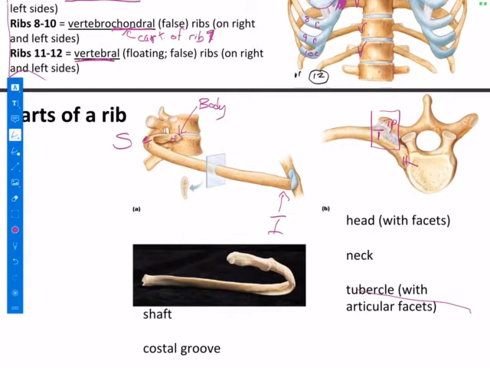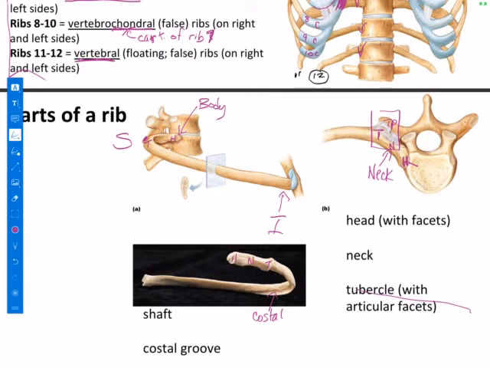And the area between the head and the tubercle of the rib is called the neck. So this is the neck of the rib. If you look at the rib here, you can see that this is called the costal groove. It's a groove that runs along the inner inferior portion of the rib, and it holds a nerve and blood vessels. Here we have the head, the neck, and the tubercle.